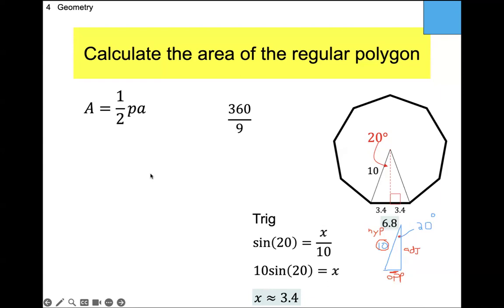How many sides did we say there were? 9, I think we said. So 9 times 6.8 would be the perimeter, right? And that's when I'm getting about 61.2. That's what I'm going to type in for P.